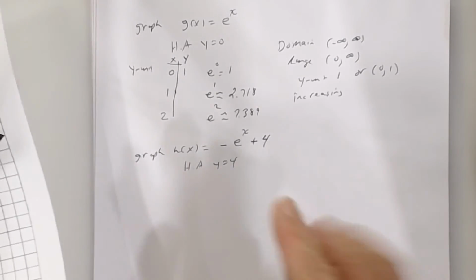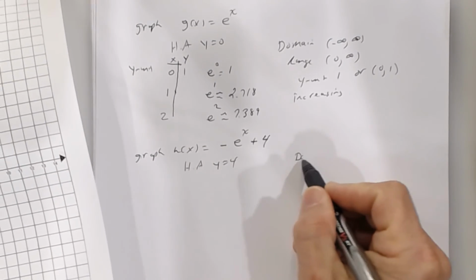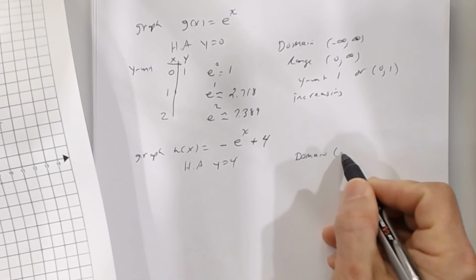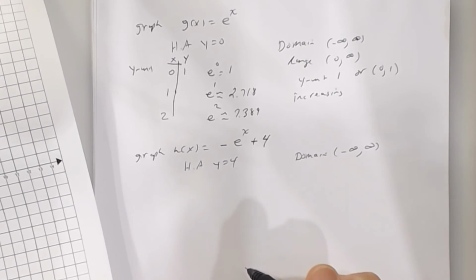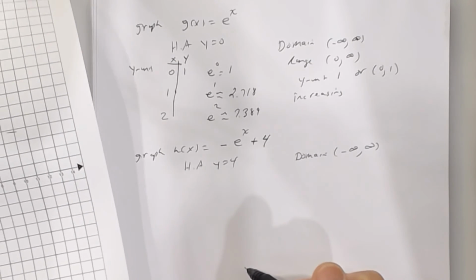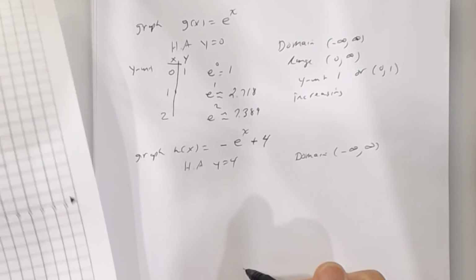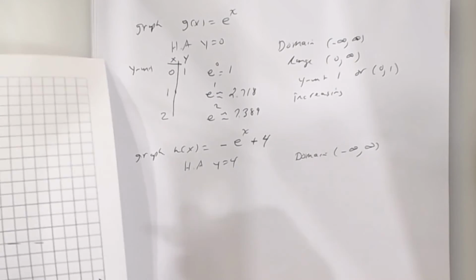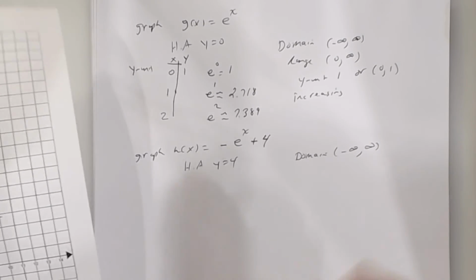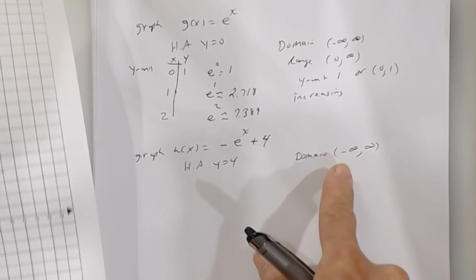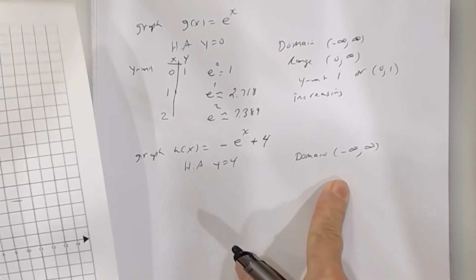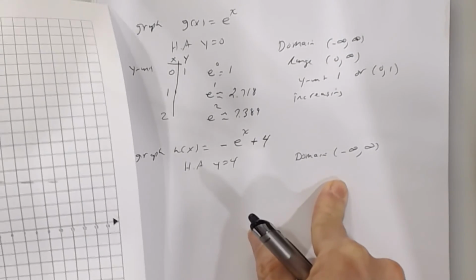But what's the domain, though? Negative infinity to infinity. Because it's what kind of function? Those are what kind of function we're dealing with here? Exponential. All exponential functions, I can use any number for x. So hence, negative infinity to infinity. Since I can use any number for x, then I can let x be 0, which happens to be the y-intercept.